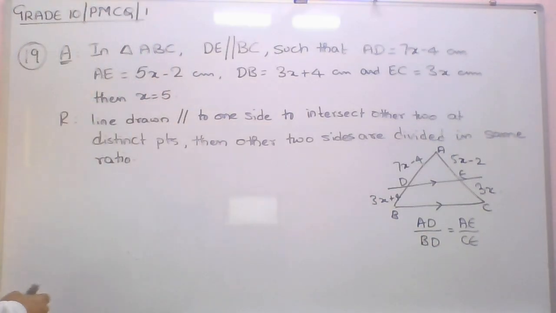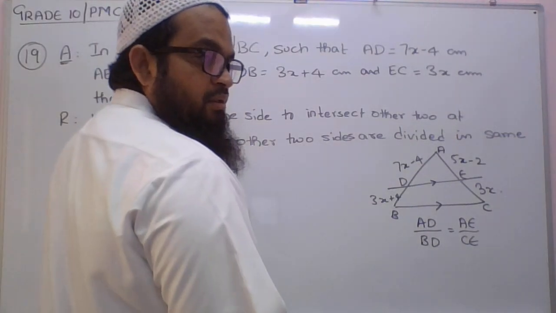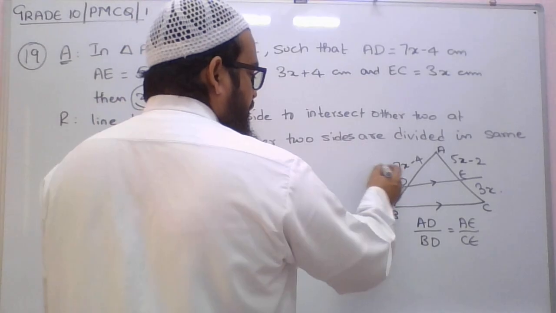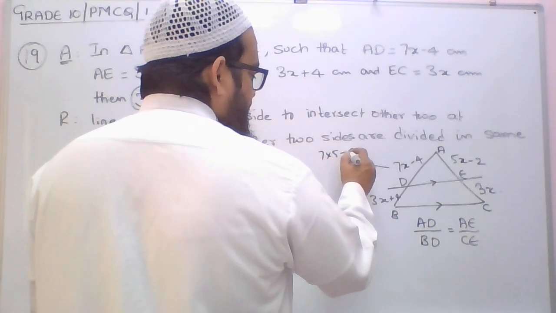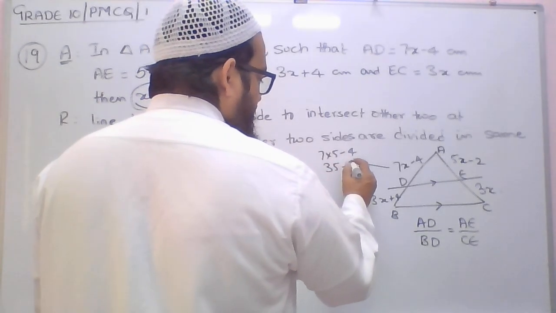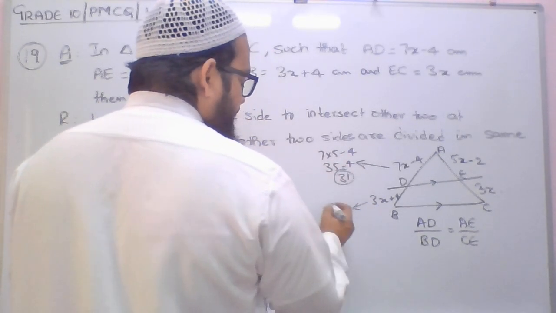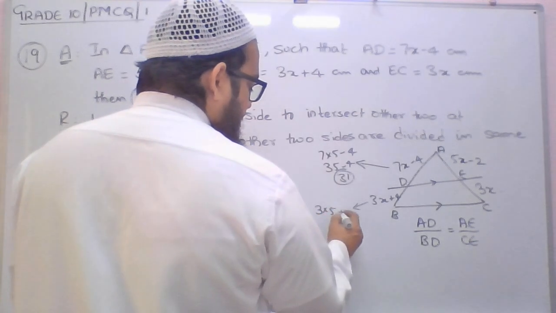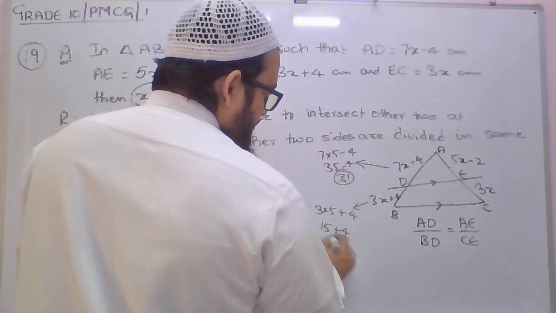See, he has already given x is equal to 5. So let us substitute x is equal to 5 in this. 7 into 5 minus 4. 7 5s are 35 minus 4, it is 31. And now let us substitute 5 in 3x plus 4. 3 into 5 plus 4. 3 5s are 15 plus 4. That is equal to 19.